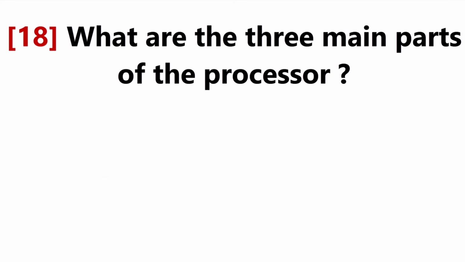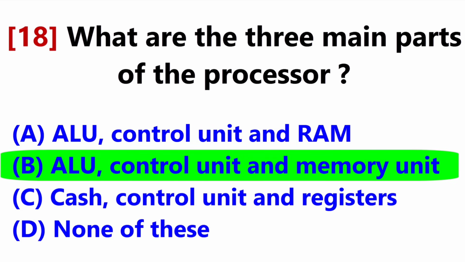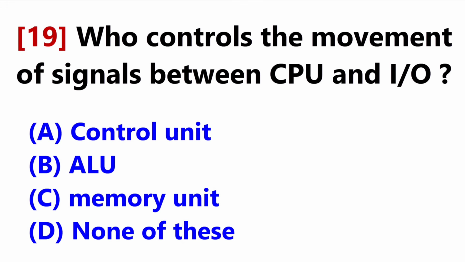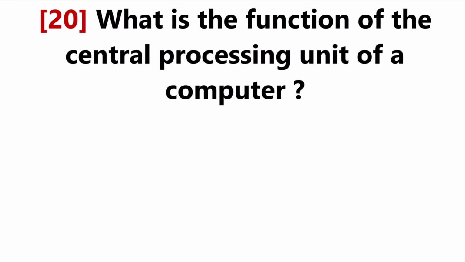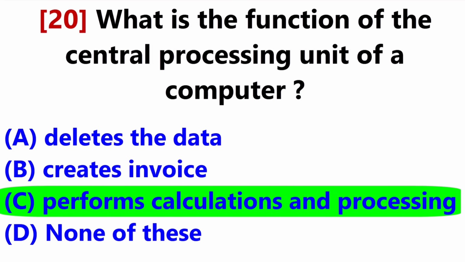What are the three main parts of the processor? Answer option B. ALU, control unit and memory unit. Who controls the movement of signals between CPU and input-output? Answer option A. Control unit. What is the function of the central processing unit of a computer? Answer option C. Performs calculations and processing.